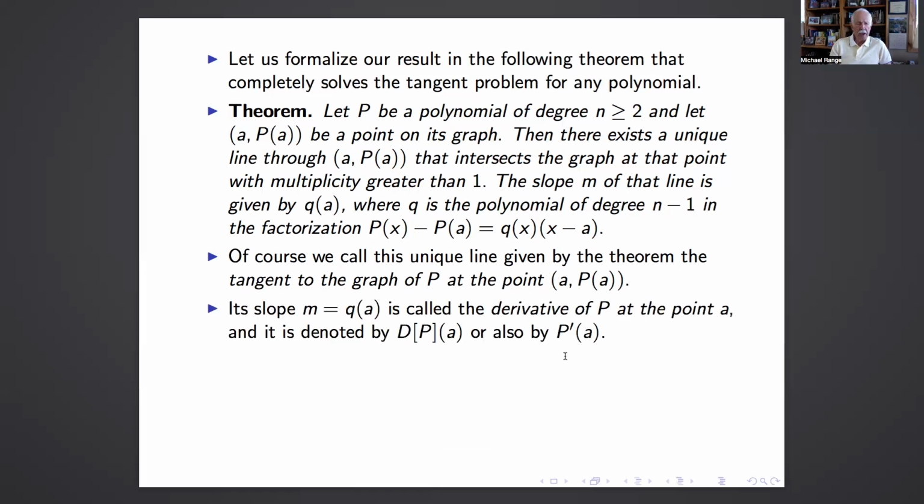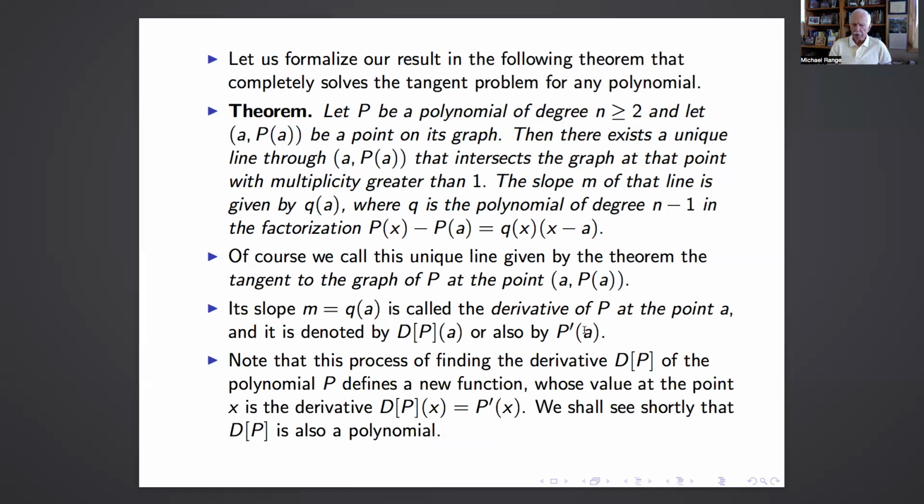And its slope m equals q of a is called the derivative of p at that point. It is denoted by d p at the point a, or also simply by p prime of a, which is a standard notation that has been used for a long time.